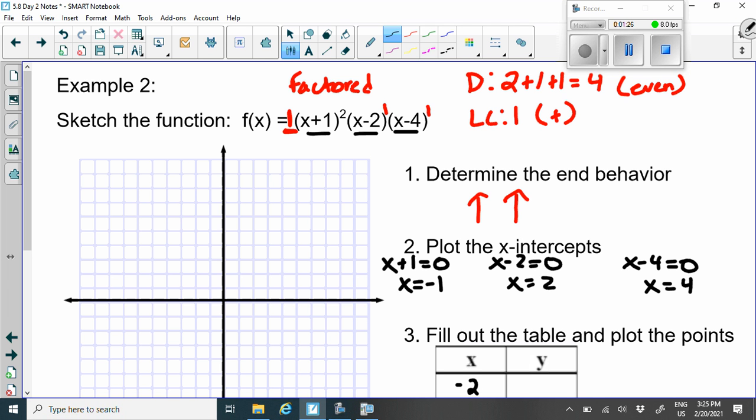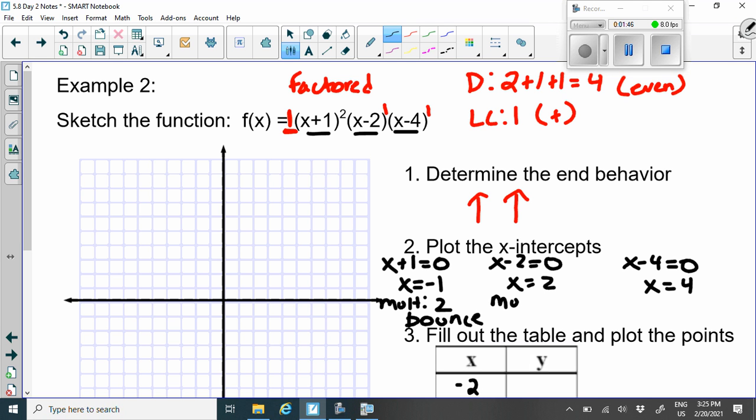Now let's talk about if we bounce or cross. Remember, we look at the multiplicity for this. On the factor x plus 1, the multiplicity is 2. Since we have an even multiplicity, that means we are going to bounce. Okay? Always look at the multiplicity, not the x-intercept.